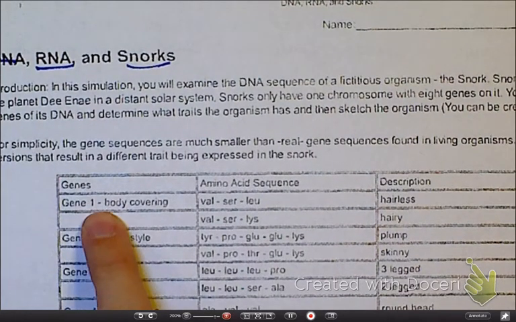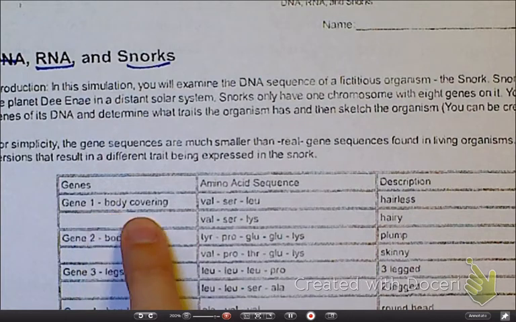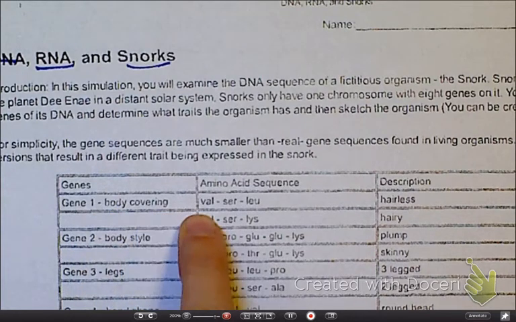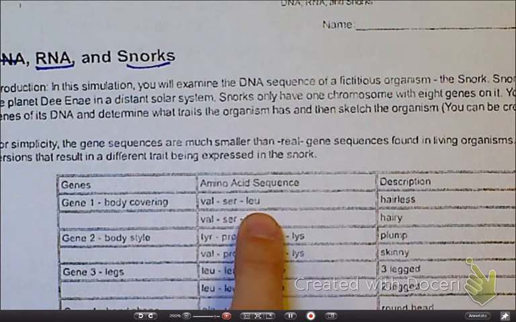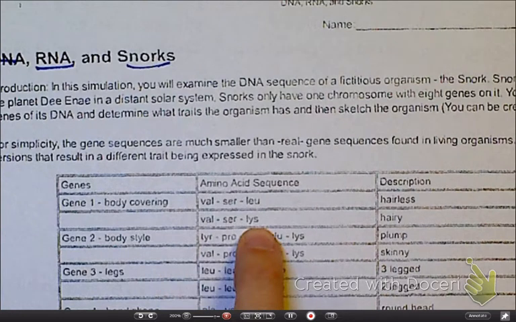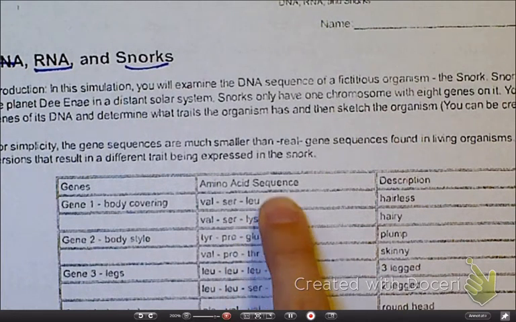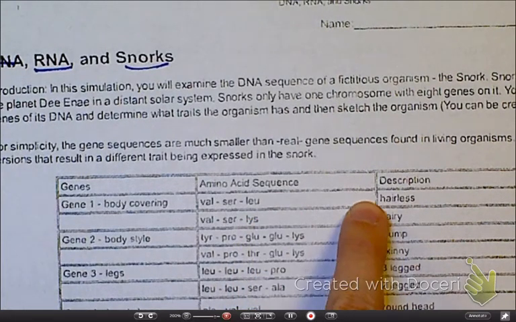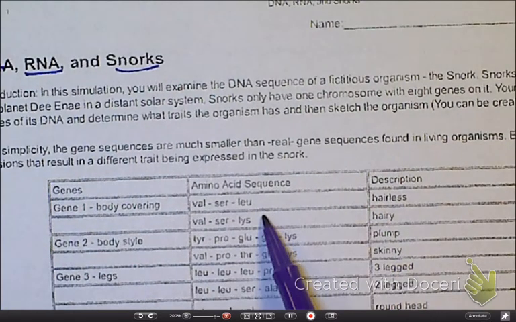For instance, you have gene 1, which is for body coverings. As you can see, there are two possible amino acid sequences for body coverings. We have valine, serine, and leucine, or you could have valine, serine, and lysine to make body coverings. Notice the amino acids are a little bit different there, and because of that last difference, it could make a hairless snork or a hairy snork. So one amino acid difference there can change a lot.